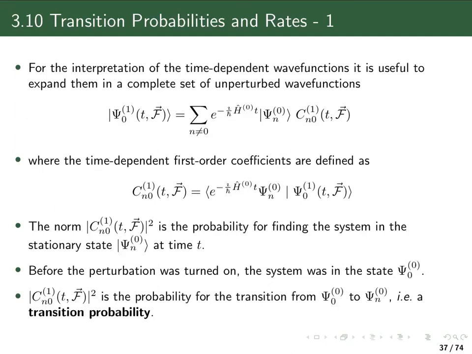Video 22 of the master course Quantum Chemistry of Molecular Electromagnetic Properties. The topic of this lecture is transition probabilities and rates.